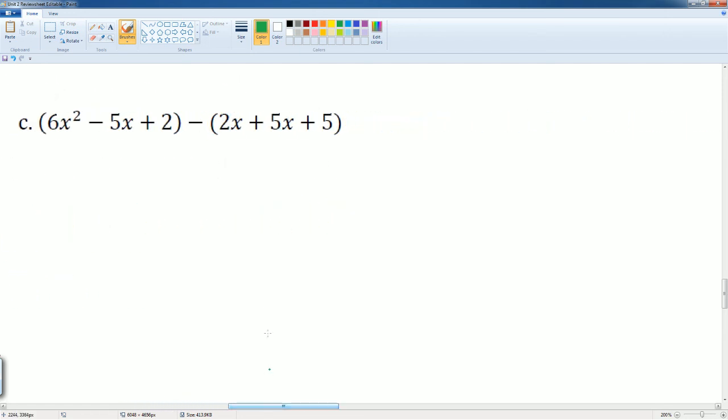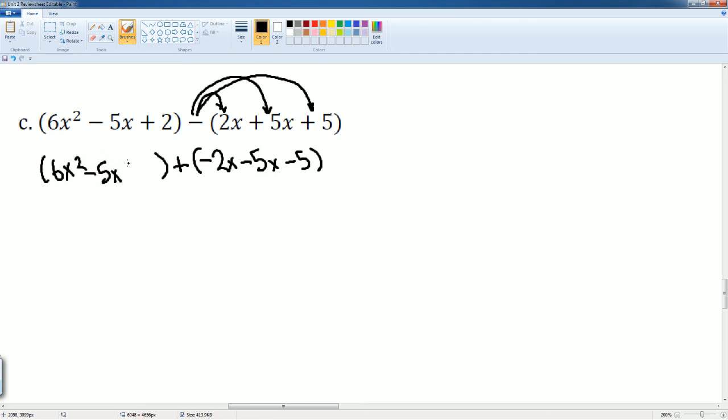Let's do C now. Oh, it's in parentheses and it's a subtraction. Well, we know what to do. We have to get rid of the negative by distributing. Negative times 2x gets us negative 2x. The negative times the 5x gets us negative 5x. And the negative times the 5 gets us negative 5. And put this into parentheses. And now the outside is an addition. Good.